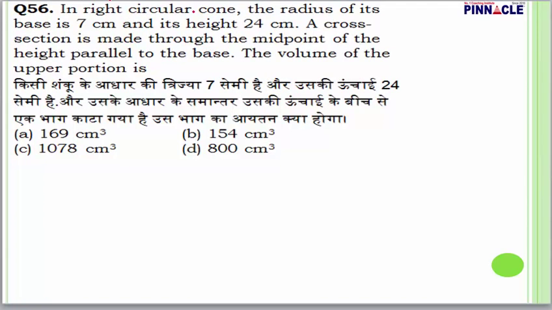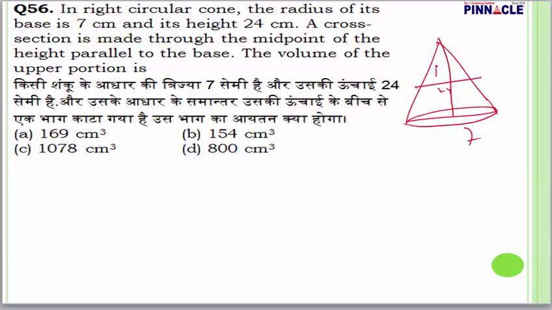Next question, question number 56. In a right circular cone, the radius of its base is 7 cm and the height is 24. A cross section is made through the midpoint, that is 12 and 12, parallel to the base. We have to find the volume of the upper portion.